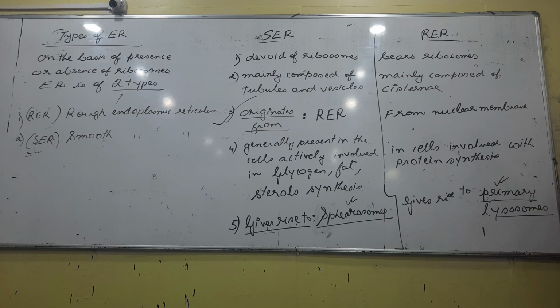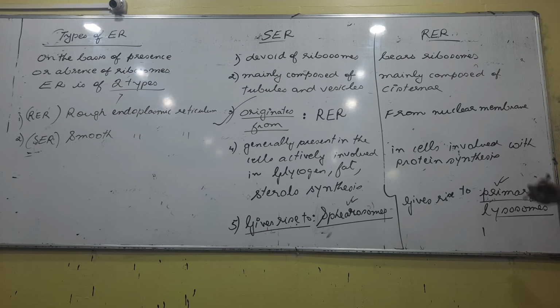Who forms spherosomes? SER. But this point is very important: primary lysosomes. When we study lysosomes, we will know that lysosomes are of three types: primary lysosome, secondary lysosome or tertiary lysosome, right? The first formed lysosome is called primary lysosome. Who forms it? It is the RER that forms the primary lysosome.